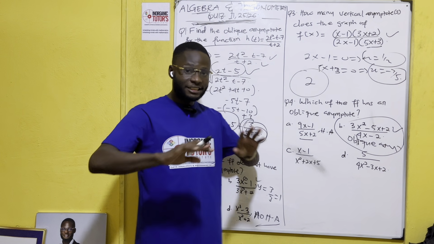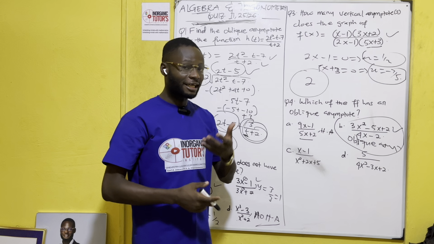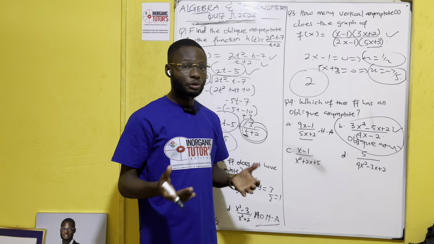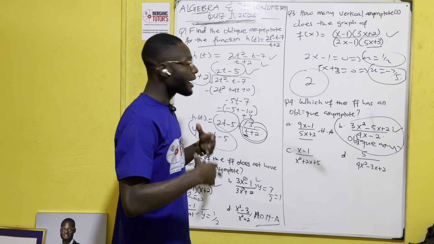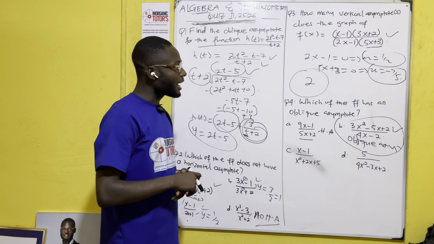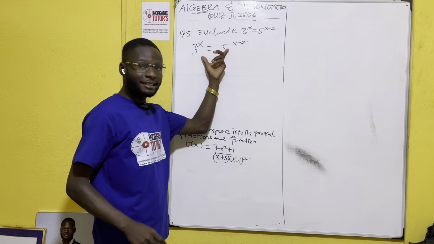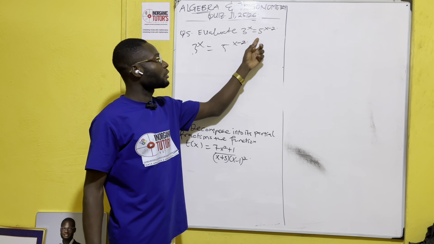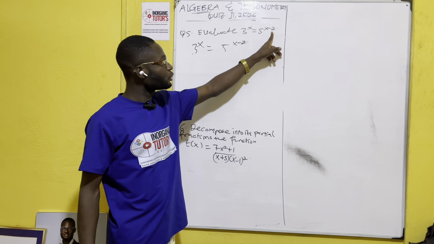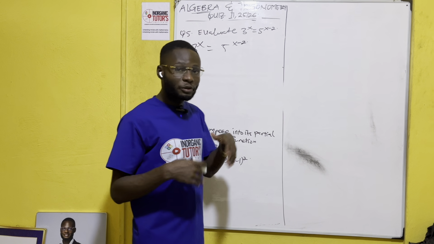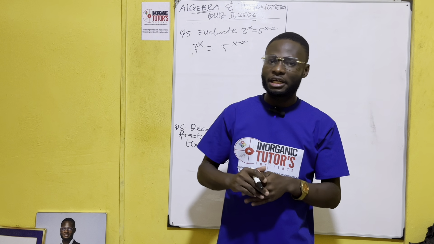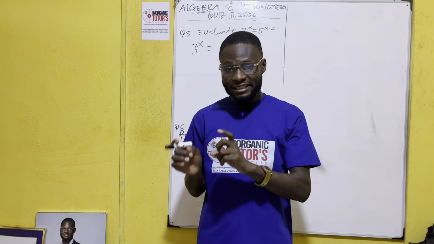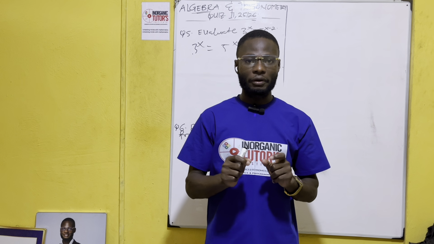See how simple it is if you understand the conditions and the types, and how each asymptote works. Now, let's come back quickly to questions 5 and 6. With question number 5, we want to evaluate 3 to the power x equals 5 to the power x minus 2. To do this efficiently, we have to quickly remember the laws and properties of indices and logarithms.